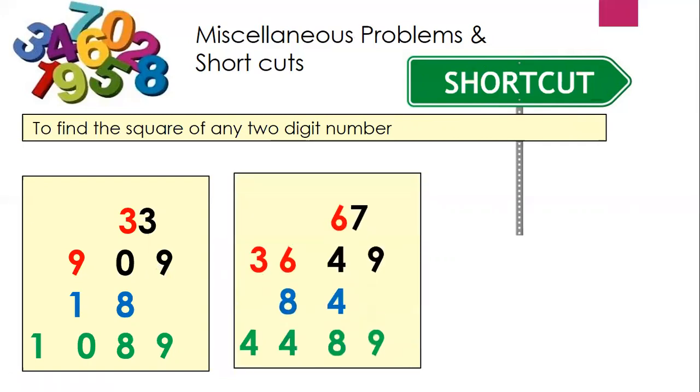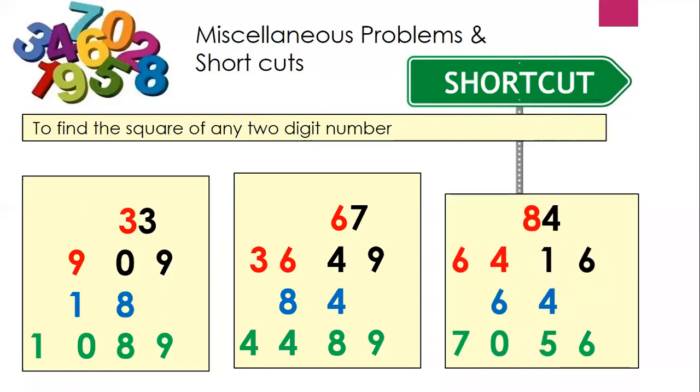Okay. One more example. 67 square, I want to find out. 6 square is 36. 7 square is 49. 6 into 7 is 42. When we double it, it is 84. So 4 here and 8 here, and add both. 9. 4 plus 4 is 8. 36 plus 8 is 44. So I'll get 4489.